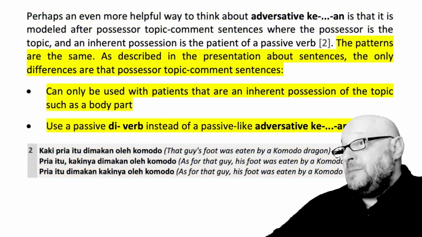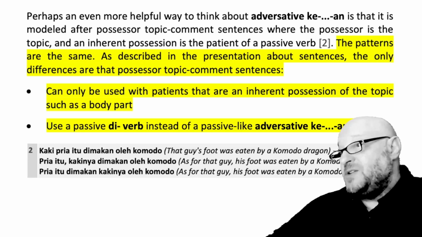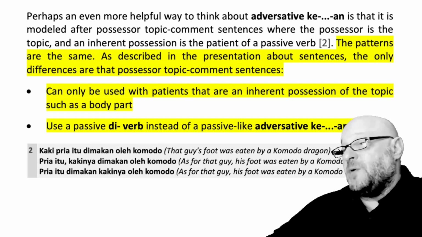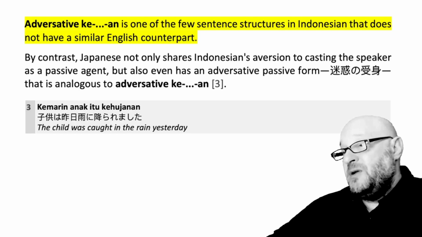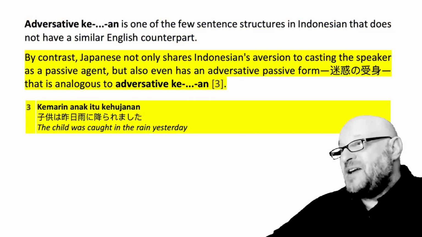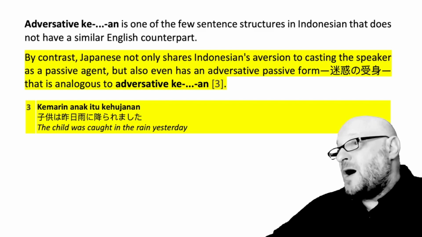The patterns are the same. As described in the presentation about sentences, the only differences are that possessor-topic comment sentences can only be used with patients that are in inherent possession of the topic, such as a body part, and they use a passive di- verb instead of the adversative ke-an verb. Adversative ke-an is one of the few sentence structures in Indonesian that does not have a similar English counterpart. By contrast, Japanese not only shares Indonesian's aversion to casting the speaker as a passive agent, but also even has an adversative passive form, meiwaku no ukemi, that is analogous to adversative ke-an.